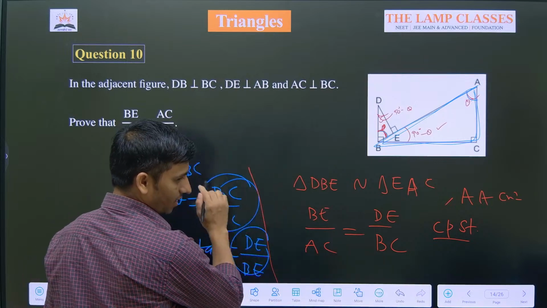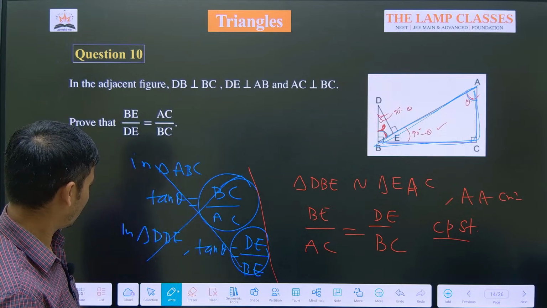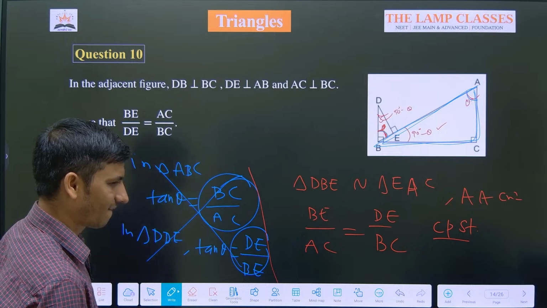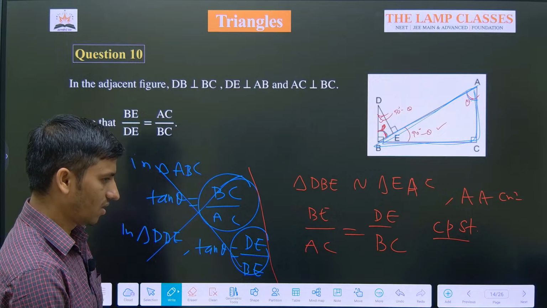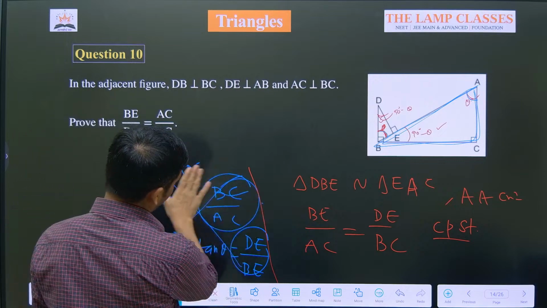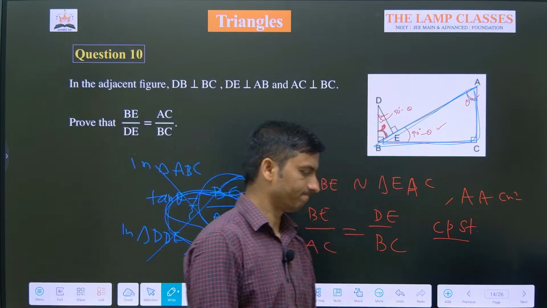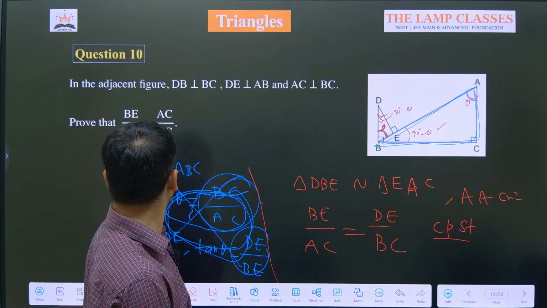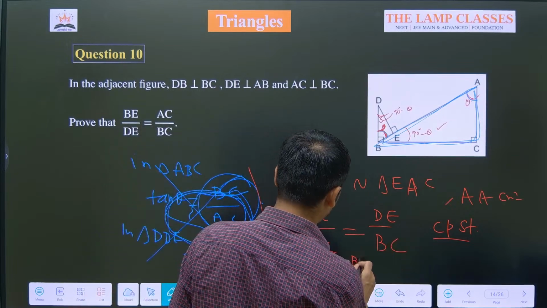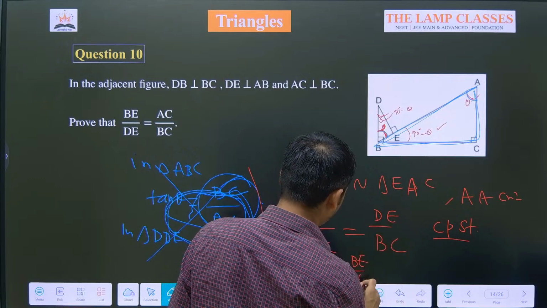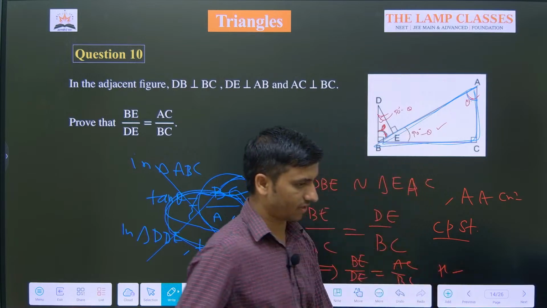Are you getting? But note here, guys. Is that all right? So we understood this part, right? We'll not use this, but I just gave you the idea what other way you could have thought of. Yeah, we can cross multiply after this now because it's not in that form. So BE upon DE is equal to AC upon BC. Hence proved, we will write it here.